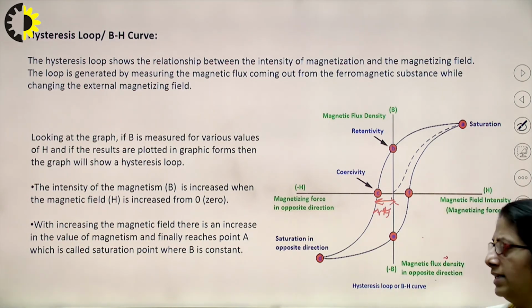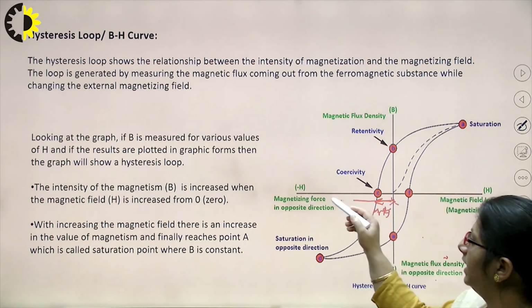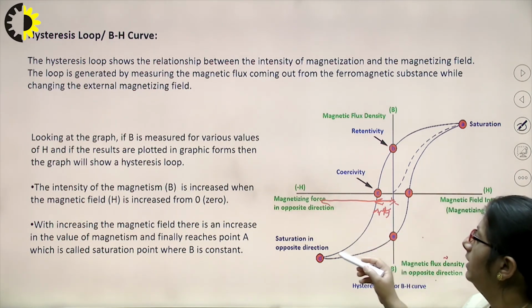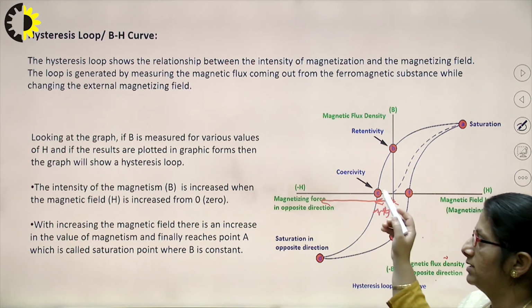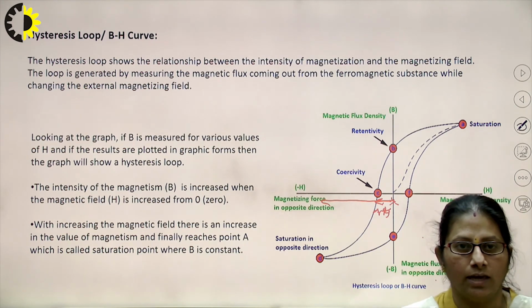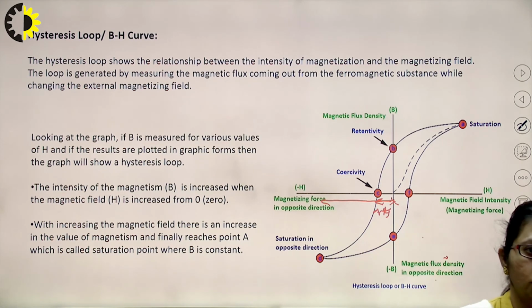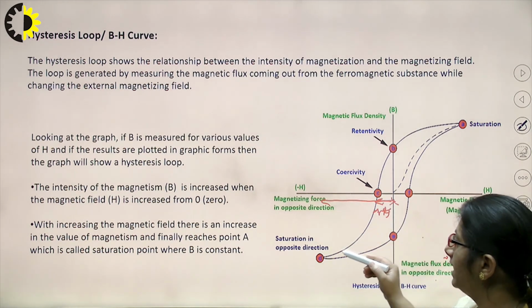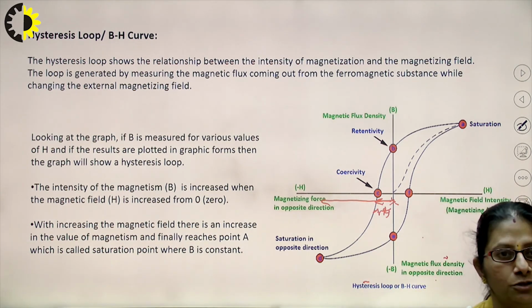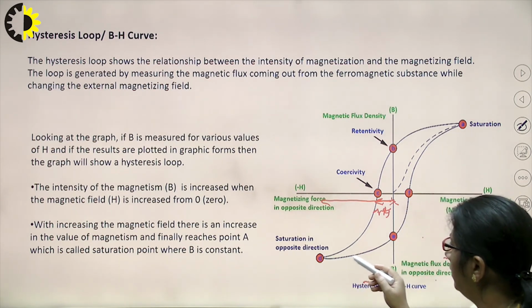Moving further, if I continue from here, and H is increased further in the negative direction, the substance which was completely demagnetized at point C will once again continue to get magnetized in the opposite direction. Once again I will have saturation, but this time in the opposite direction, and once again demagnetization will occur.